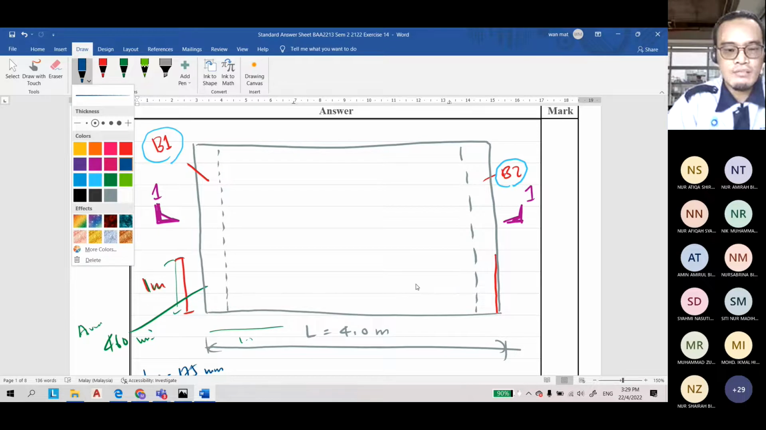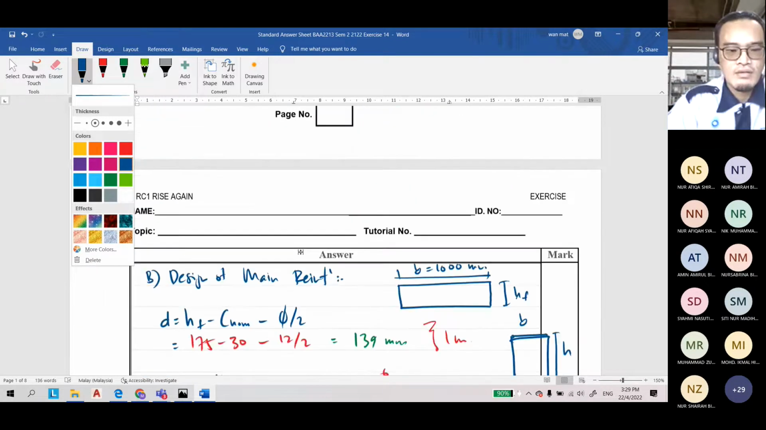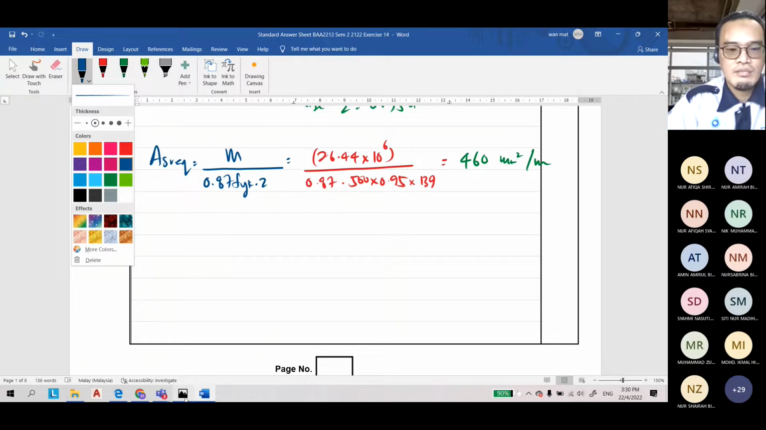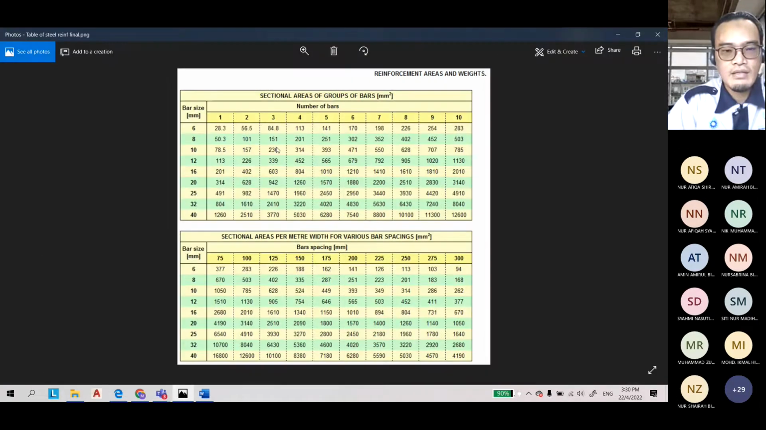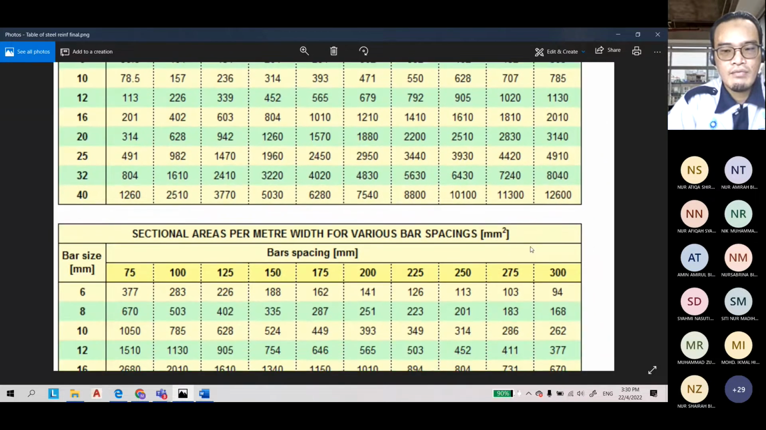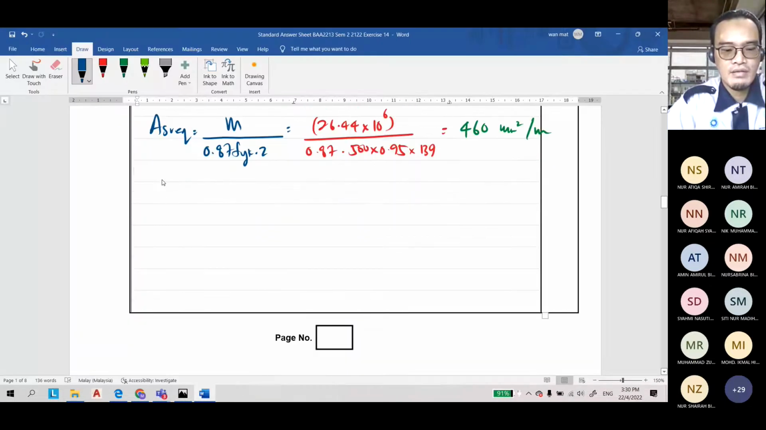So, you refer to the table of steel reinforcement. Which table? You refer to this table. This is the table at the top you use for beam design, but for the slab design, you have to refer to this table. So let me print screen, and then I will paste here.